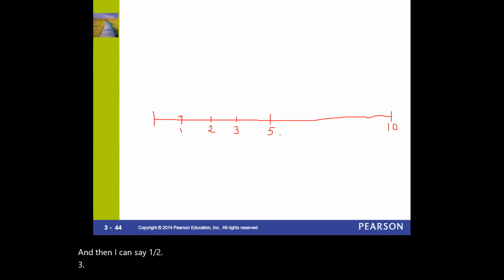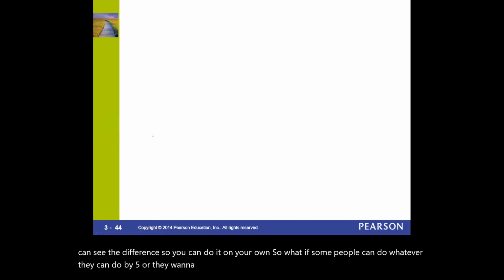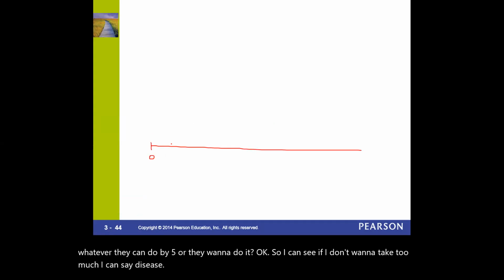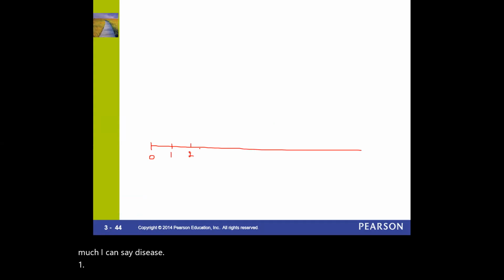Okay, so let me do it better now. The reason I'm doing it that way, you see, I try to make mistakes so you can see the difference, so you can do it on your own. Some people can do it by 5, however you want to do it. If I don't want to take too much, I can say this is 0, 1, 2, 3, 4, 5, 6, 7, 8, 9, 10. Okay, that's one way to do it.